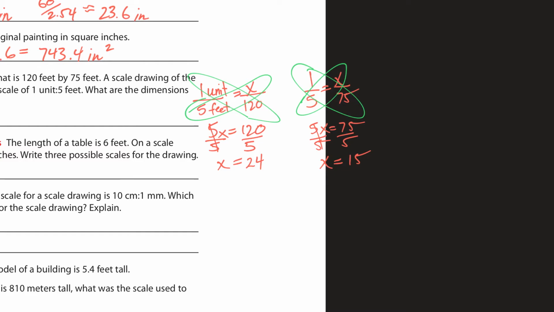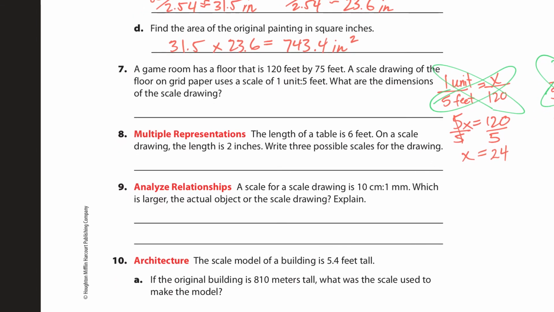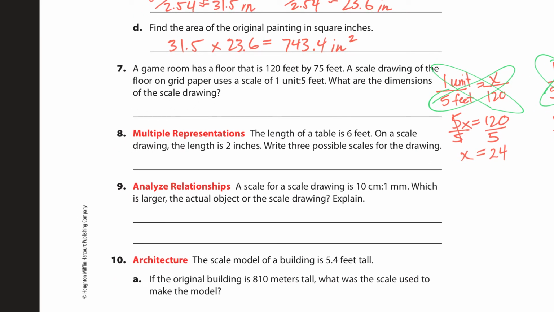So it looks like that finishes off the problem. It's 24 and 15. So it'd be 24 units by 15 units.